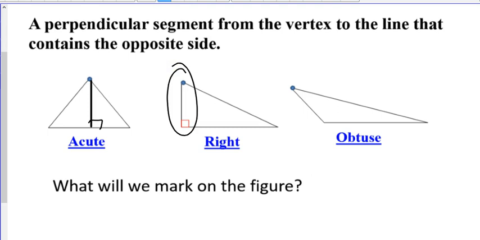And then this one's interesting on an obtuse triangle. When you say the opposite side, it actually drops down like so. And what we do is we draw a dotted line and then do that. So the altitude is actually outside of the obtuse triangle.